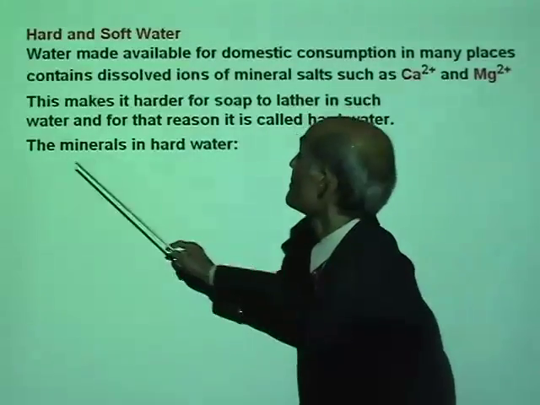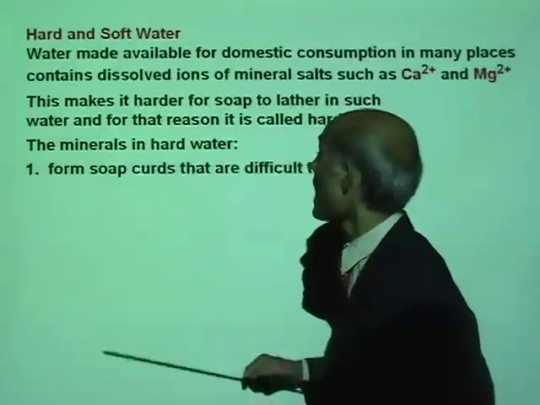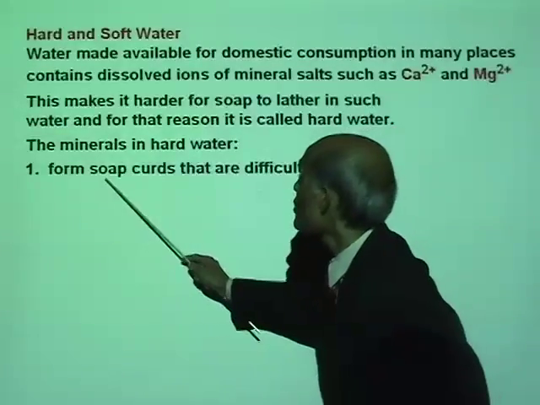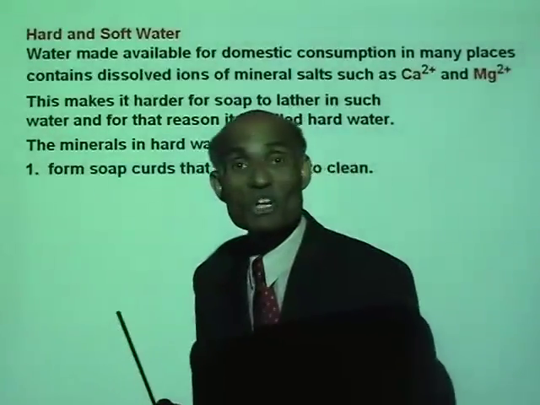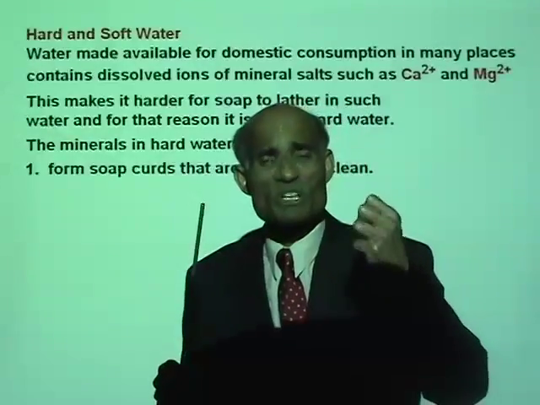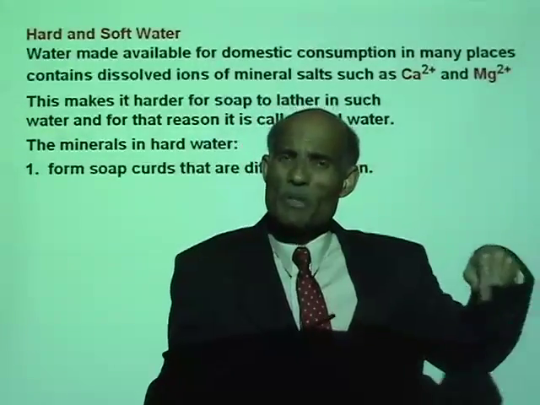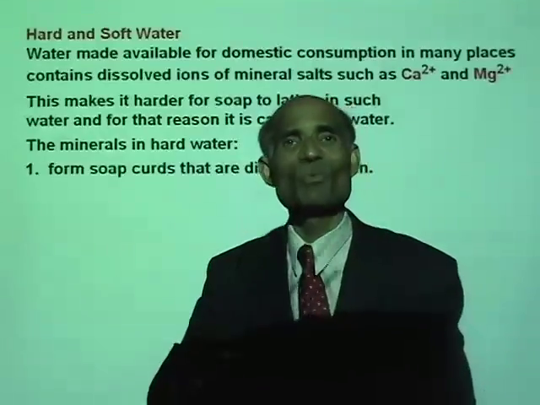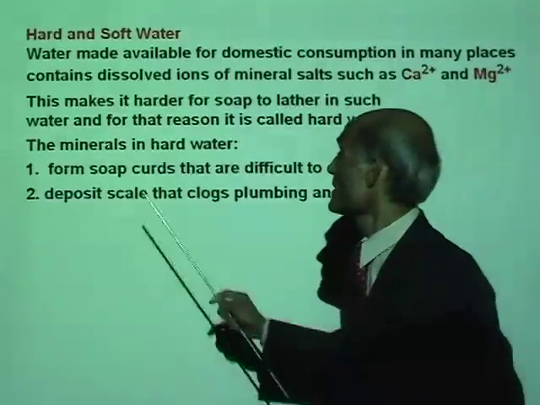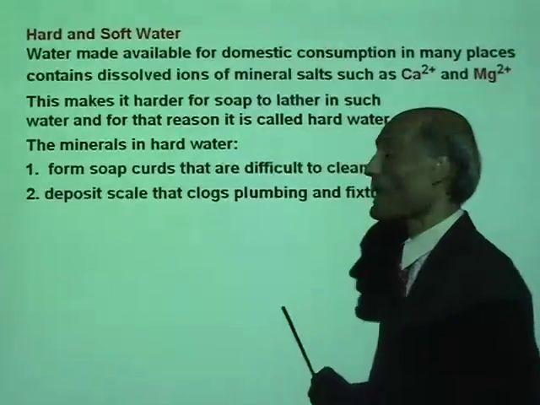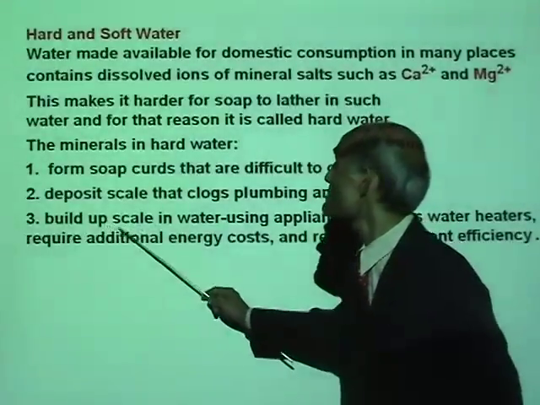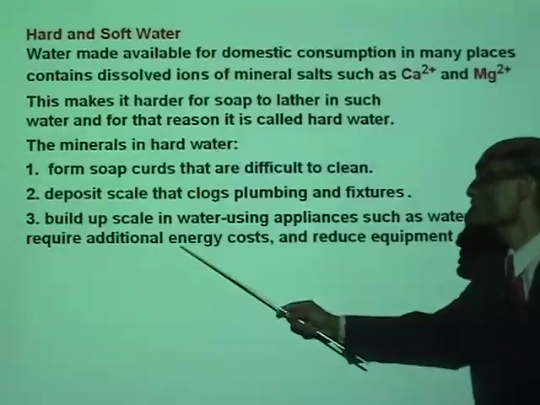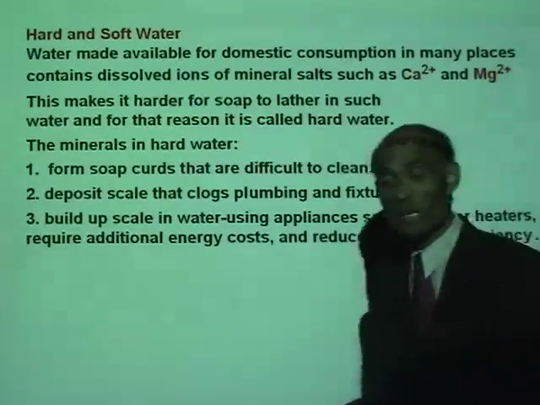Now, there are minerals in hard water, and what do they do? The minerals in hard water form soap curds so that it is difficult to clean. Now, hard water is very difficult to clean, and that's why the areas around your tub and wash are always mucky and dirty when the water is hard. Now, it deposits scales that clog plumbing and fixtures. It builds up scales in water-using appliances such as water heaters that require additional energy cost and reduce equipment efficiency.